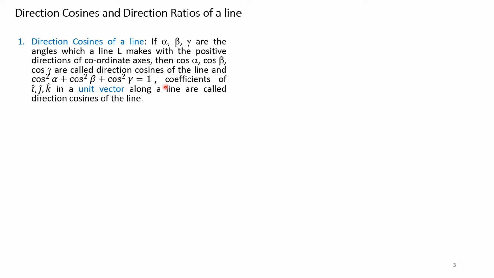The coefficients of unit vectors i, j, k in a unit vector along the line are called the direction cosines. So the coefficients of i, j, k of the unit vector are called direction cosines.